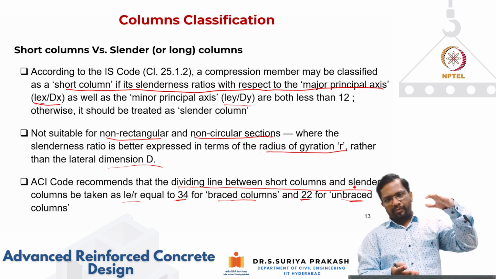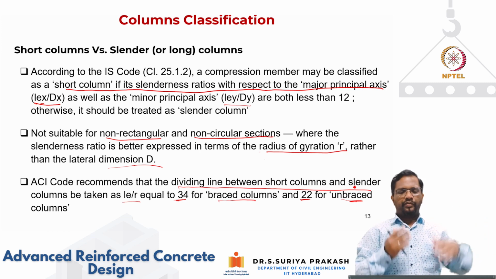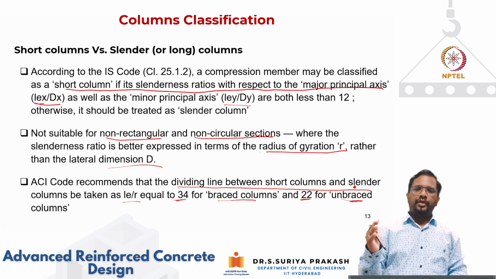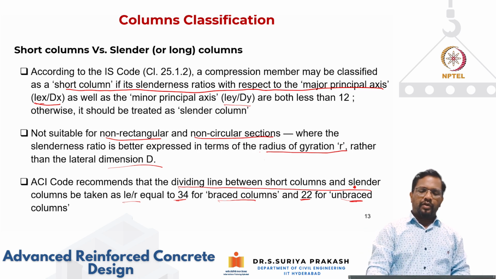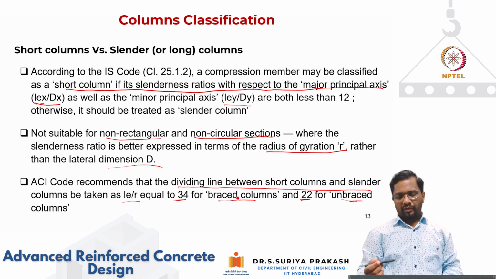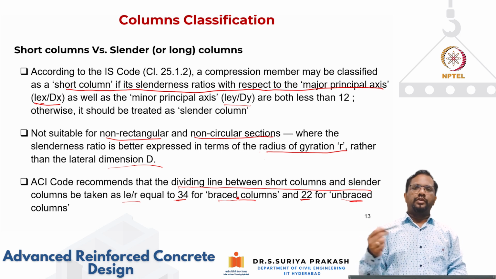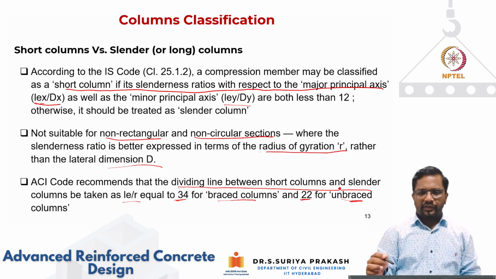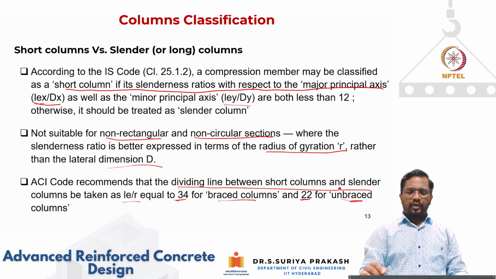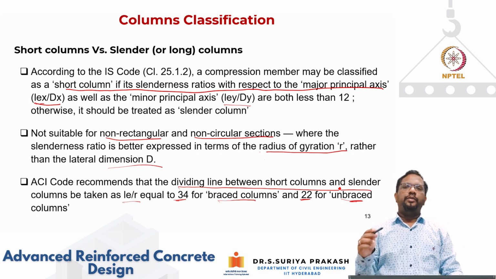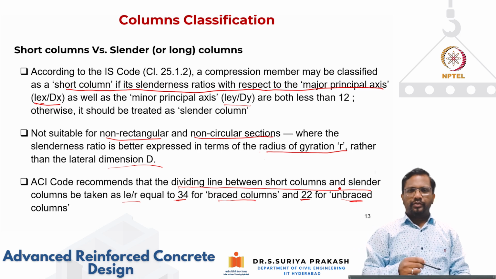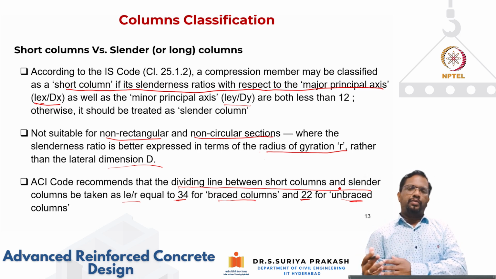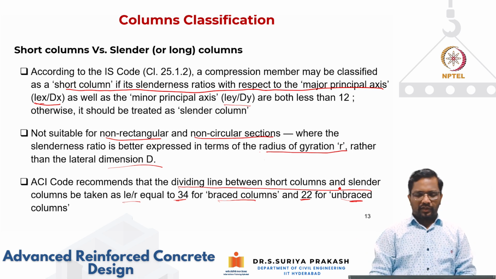If your column is braced, then the limit for your slenderness ratio is 34, or in other words, Le by r less than 34 for a column in a braced case will be considered a short column. If it is more than 34, it will be considered a slender column. But if the column is unbraced, then the Le by r ratio should be less than 22 to be considered a short column. If it becomes more than 22 for an unbraced case, it has to be considered a slender column.